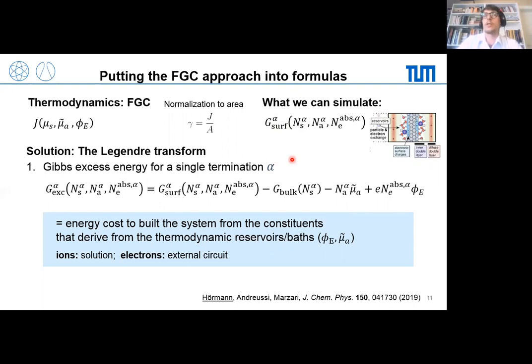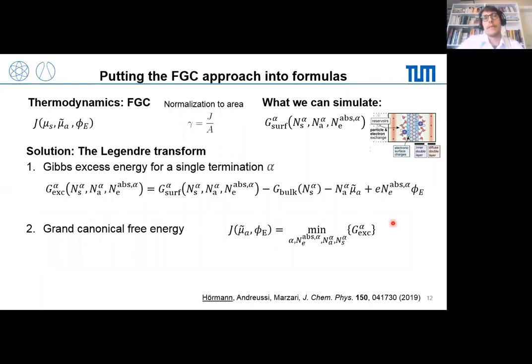Now, how do we get from here to the grand potential? We do a Legendre transform, and in the most abstract sense this Legendre transform consists of two steps. The first step is to define these Gibbs excess energies. These Gibbs excess energies describe the energy cost of constructing this interfacial system from its constituents, and these constituents derive from some thermodynamic baths or reservoirs, which are characterized by the electrochemical potentials. So the Gibbs excess energy is the Gibbs free energy of this interfacial system minus the energies for taking the constituents from these external baths.